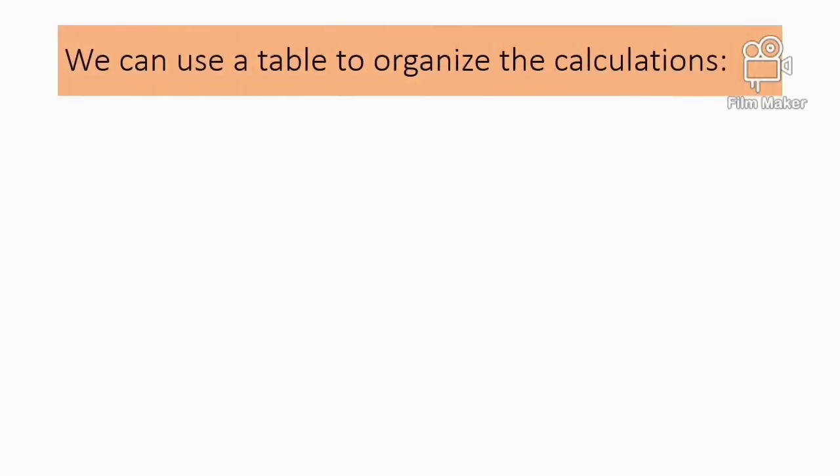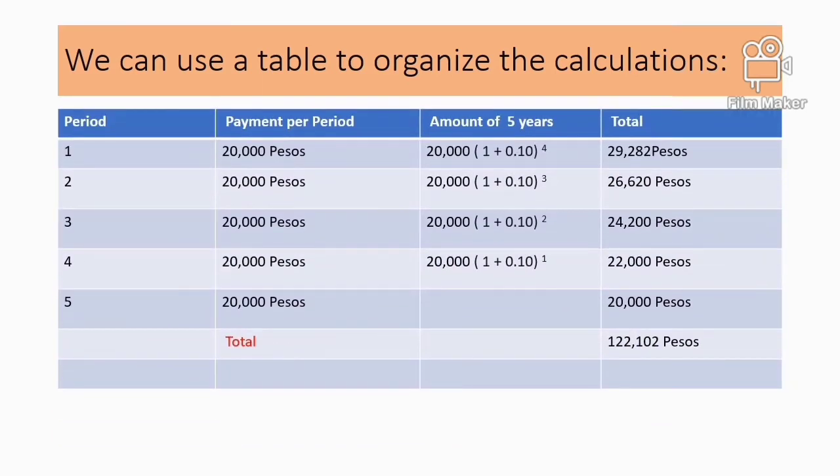This is another way to set up the solution: we can use a table to organize the calculation, with the period, payment per period, amount at 5 years, and the total. For year 1, the payment per period is 20,000, times (1 plus 0.10) raised to 4, and the total is 29,282 pesos. For year 2, 20,000 pesos times (1 plus 0.10) raised to 3, the answer is 26,620 pesos.